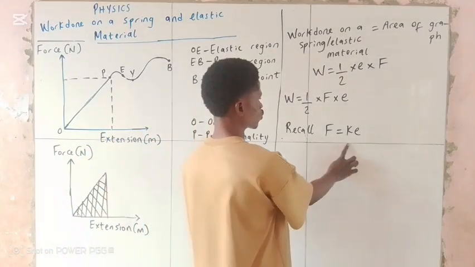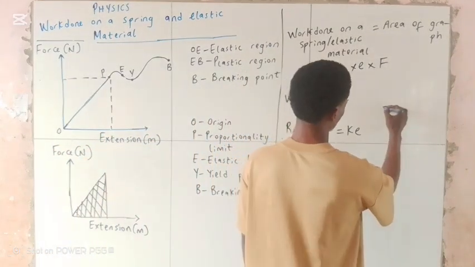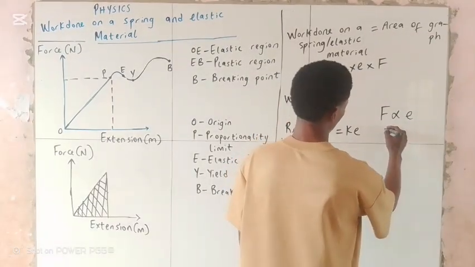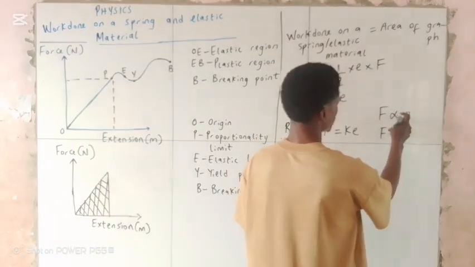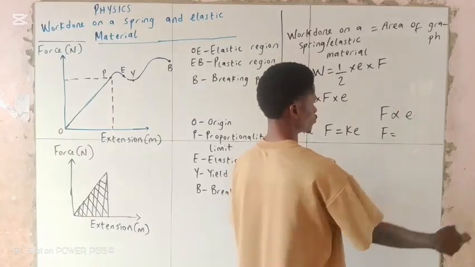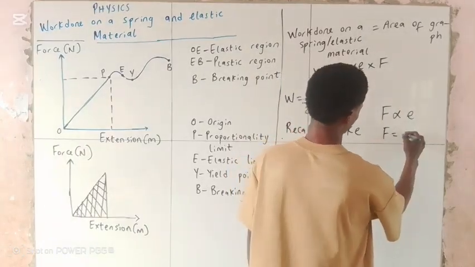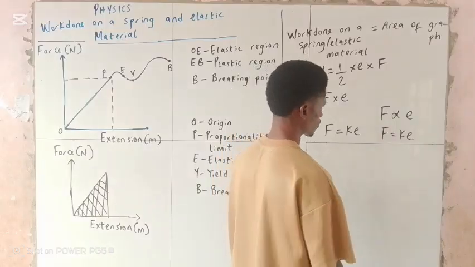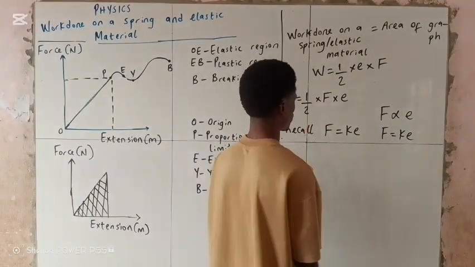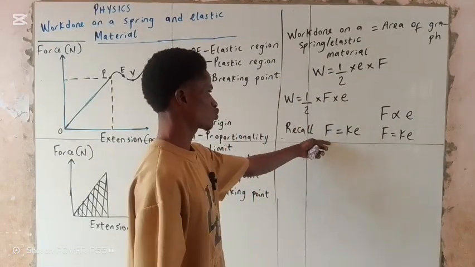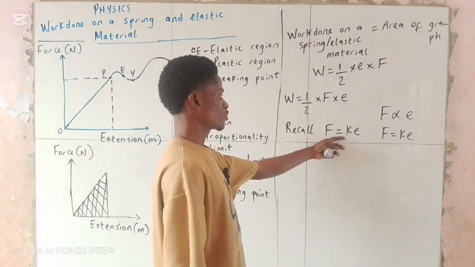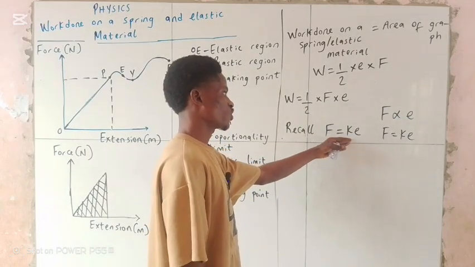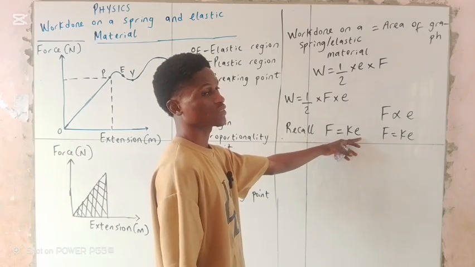We have force equals Ke. He said force is proportional to extension, right? And we said to remove this sign of proportion, we introduce a constant, right? So we have this. Let's record that force equals spring constant, or force constant, or stiffness of a spring, multiplied by the extension.